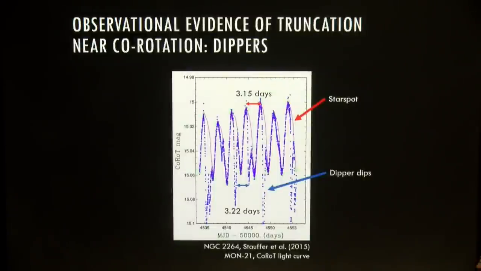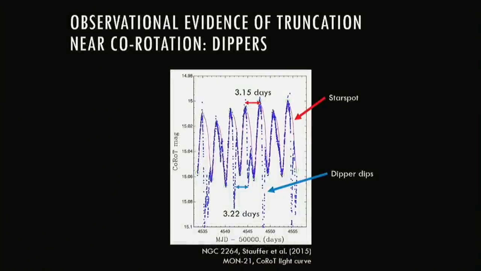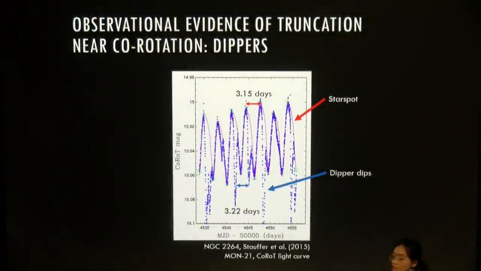There's actually observational evidence of truncation near co-rotation given by the Dipper stars that Ryan mentioned during the luncheon. These are young stars characterized by irregular dips in their light curves. In particular, those irregular dips coincide with the periodicity caused by star spots. Basically, they have the same period as the spin of the star. So whatever is causing these Dipper dips could be entrained dust material rotating with the star, so that the truncation of the inner edge of the disk would be near the co-rotation.